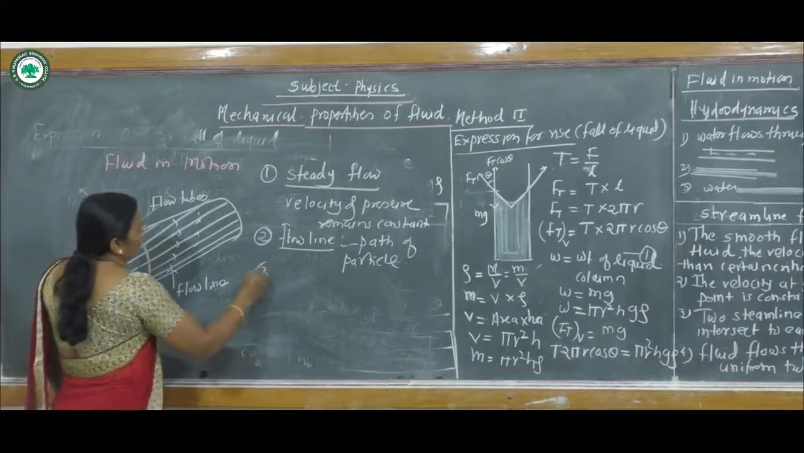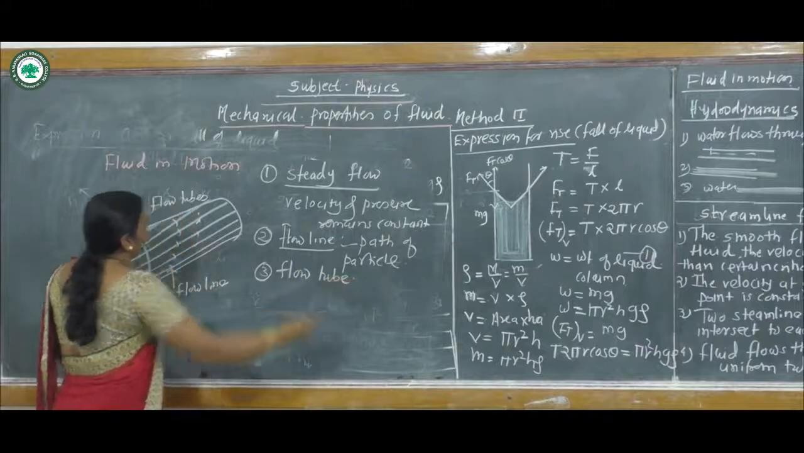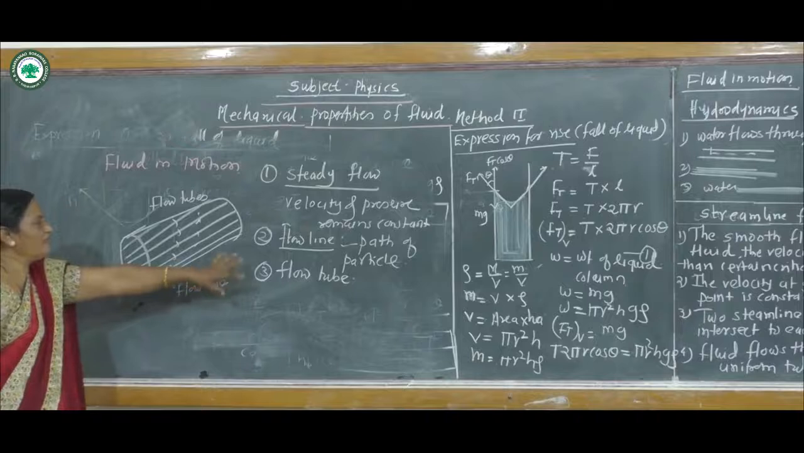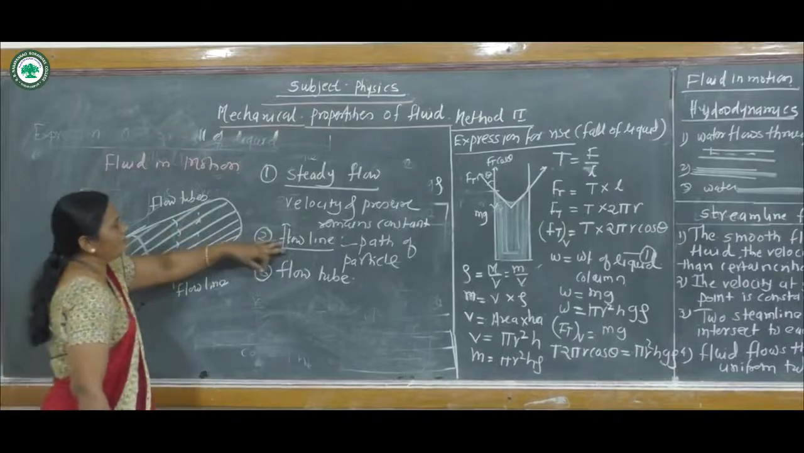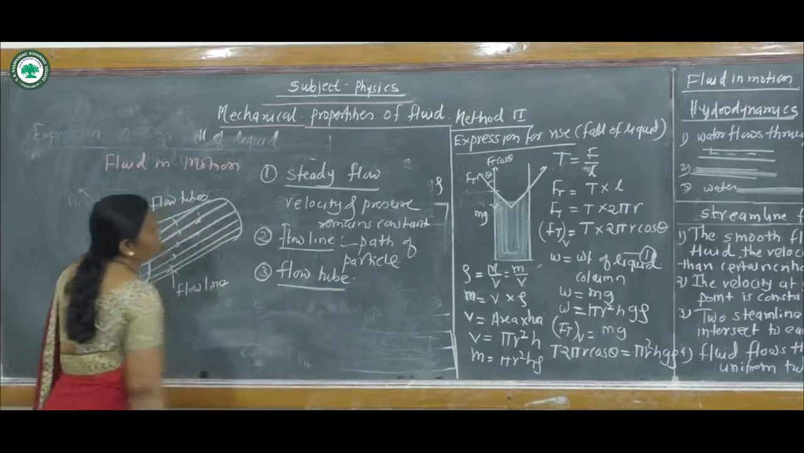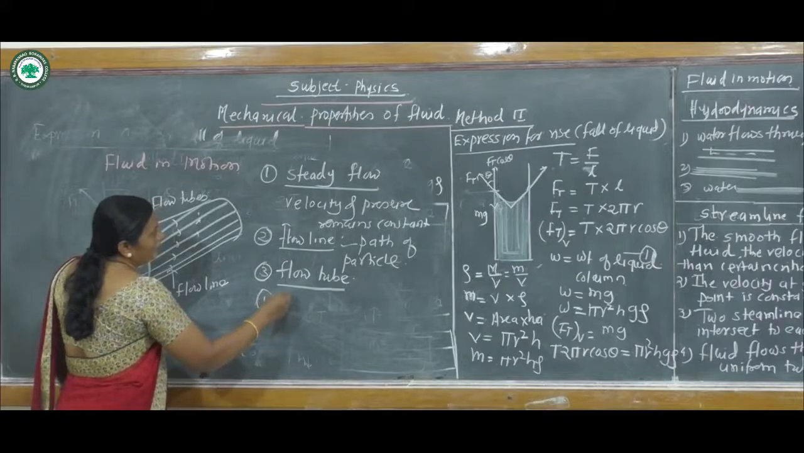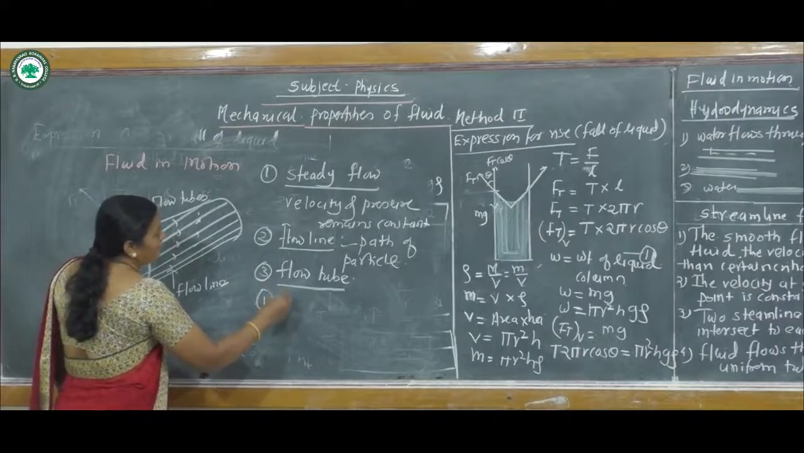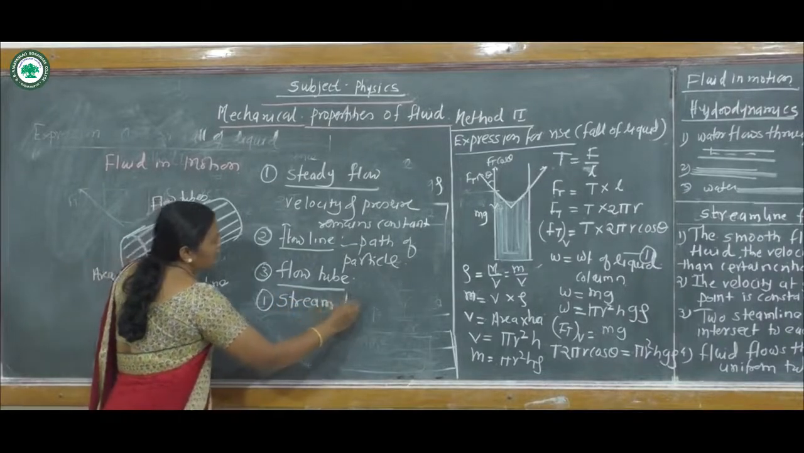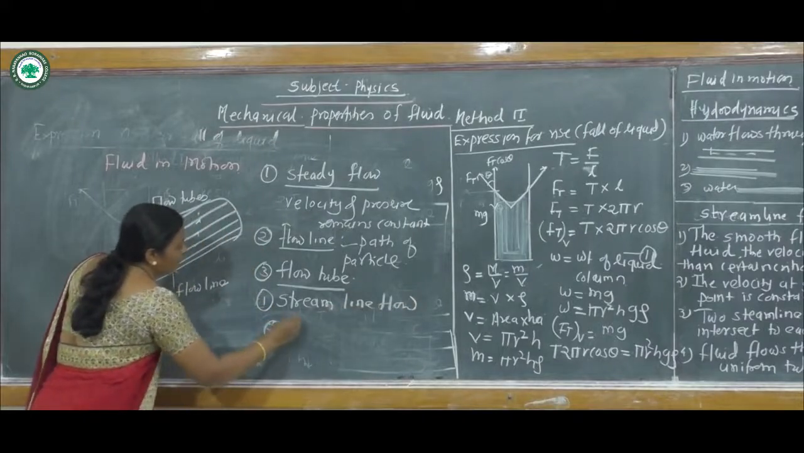Now third, flow tube. It is an imaginary bundle of these flow lines. It is called an imaginary flow bundle of lines, and it is called a flow tube. There are two types of flow. First is laminar flow, or it is called streamline flow. And second, it is turbulent flow.